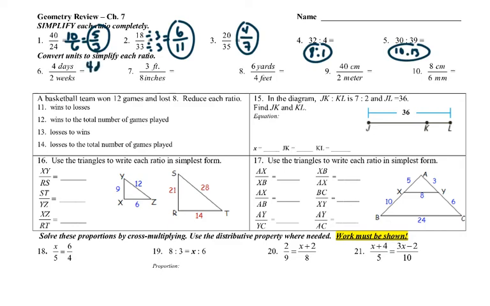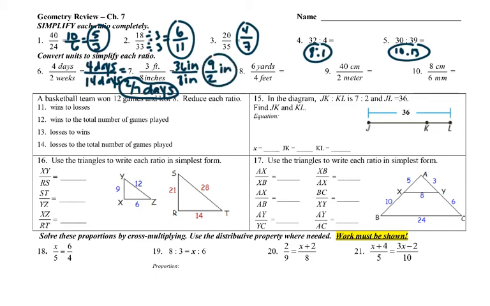When you've got days and weeks, now you got to get things in the same units. So I have 4 days over 2 weeks, which is 14 days. Then I reduce it. So 2 over 7, and you have to write days. Same thing with feet and inches. 3 feet, 3 times 12, 36 inches over 8 inches. Then we reduce it. They're both divisible by 4, 9 over 2 inches.